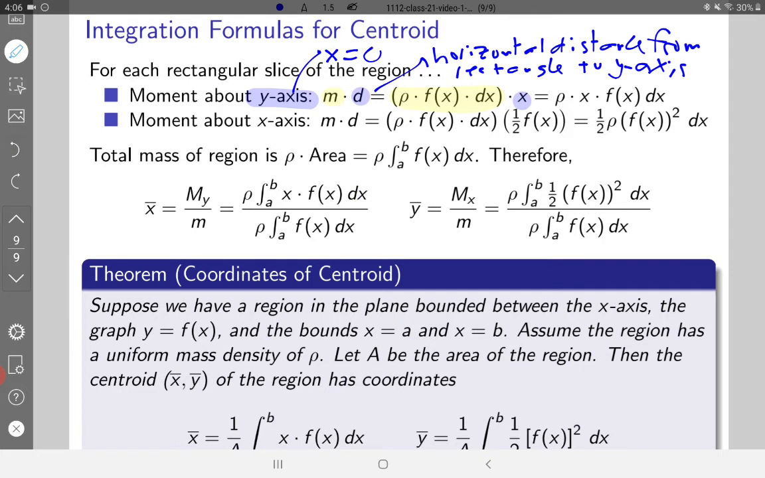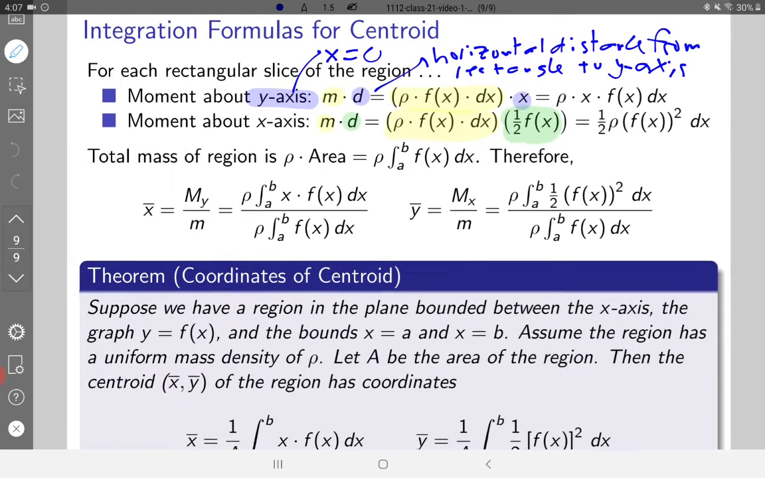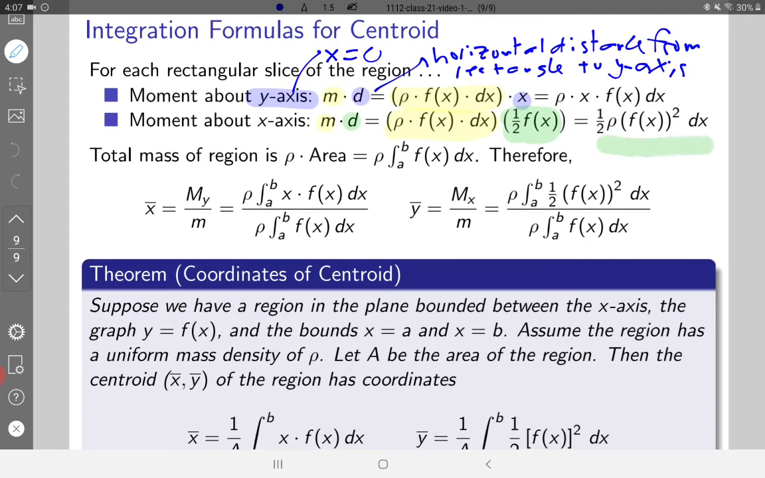For the moment about the x-axis, I have the same kind of result. I have the mass there in yellow times, now the distance, I mean the vertical distance from the rectangle to the x-axis. So let's look back at the previous slide to see why that's 1/2 f of x. Well, there you go. That was exactly the height of that center of mass point. It's halfway up the rectangle to its total height of f of x. That's the 1/2. And here I've just rewritten some of the terms. I've got the d of x on the far right, and you may have noticed that there's one f of x there and one f of x there, and that's why I have all of that squared.